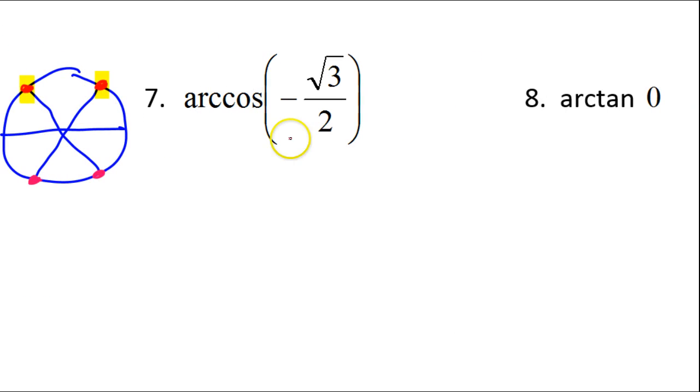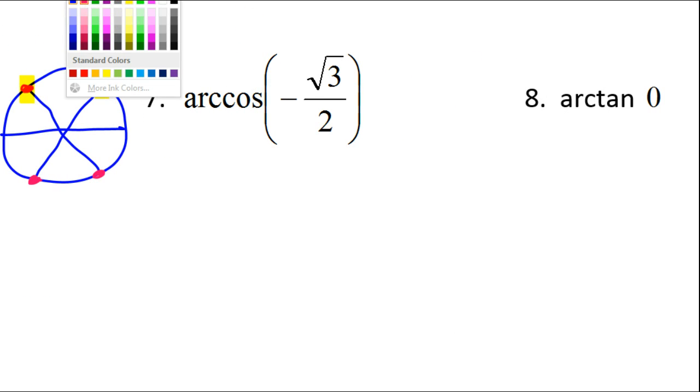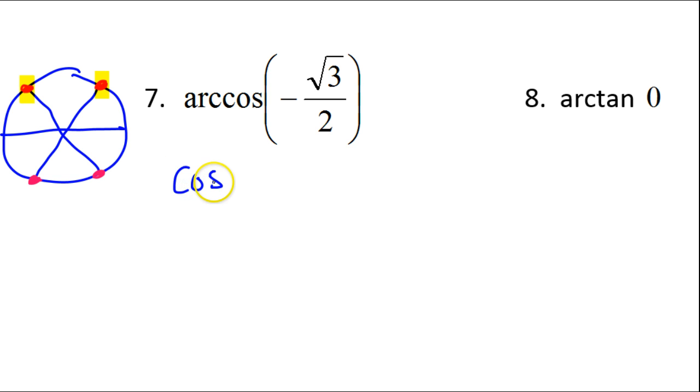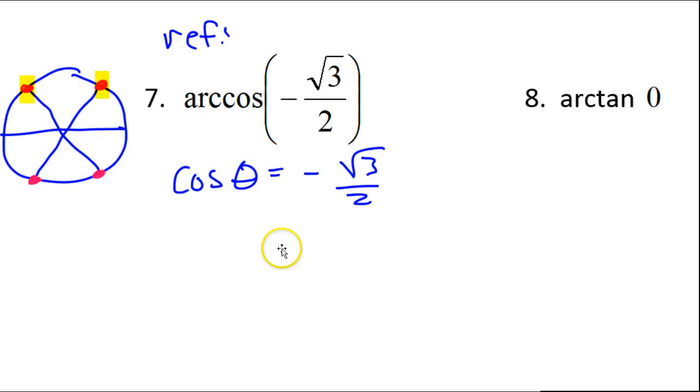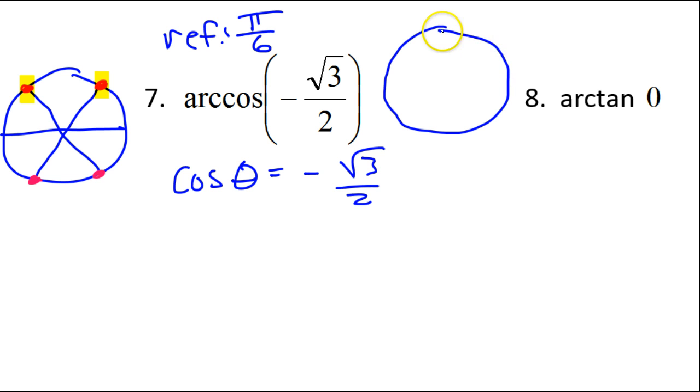Alright, look at number 7. This is asking us the question, cosine of what angle is negative radical 3 over 2? Let's start by finding the reference angle. Okay, cosine has to be radical 3 over 2. Look at your scratch paper. Cosine, radical 3 over 2, that's pi over 6. Cosine of pi over 6. So that's my reference angle, pi over 6. So we do the sketch. We're sketching pi over 6's.